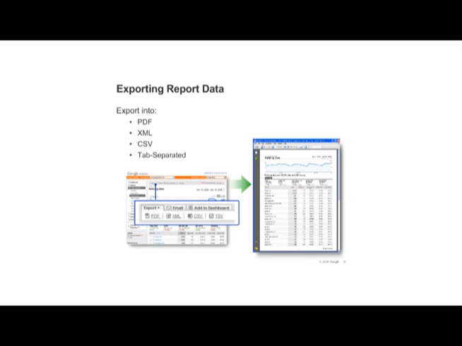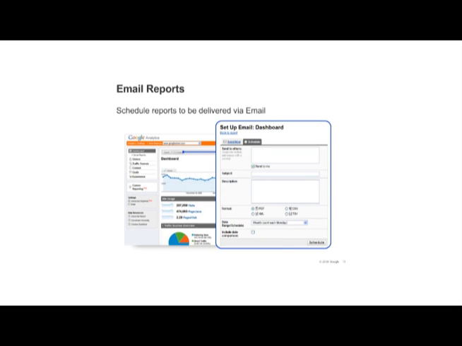You can export data from any report. There are 4 formats: PDF, XML, CSV, and tab separated. Simply click on the Export button at the top of any report page and select the format you want. Next to the Export button, you'll see an Email button. Click it and you'll see a screen with 2 tabs: Send Now and Schedule.